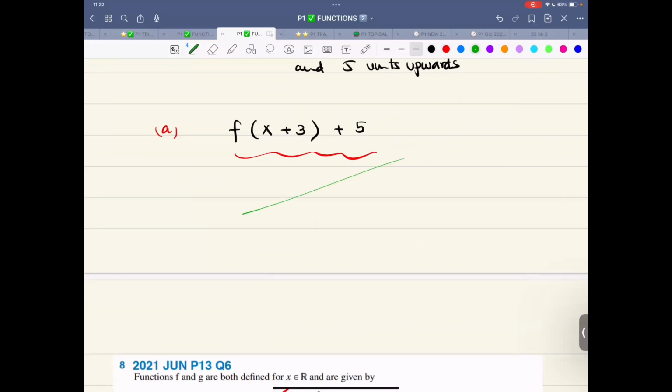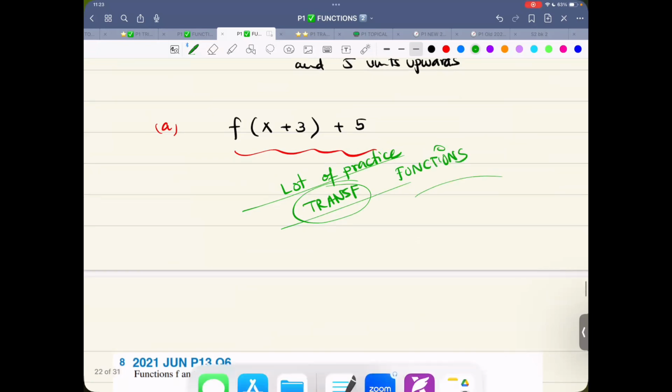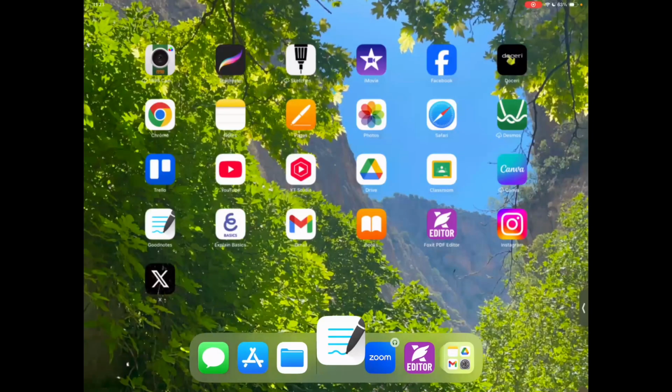So I think that's enough practice. Well, you can't say it's ever enough, but that's a lot of practice of P1, transformation of functions, transformation of graphs, which is one of the most important topics of functions. So stay tuned for more content from Mathematics with Shahab Yaqub.